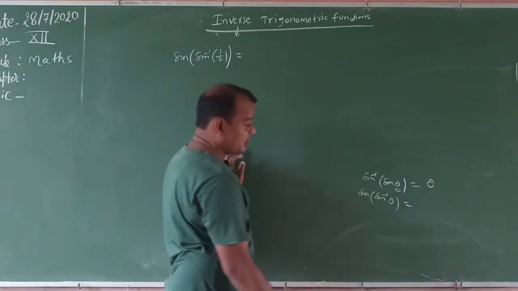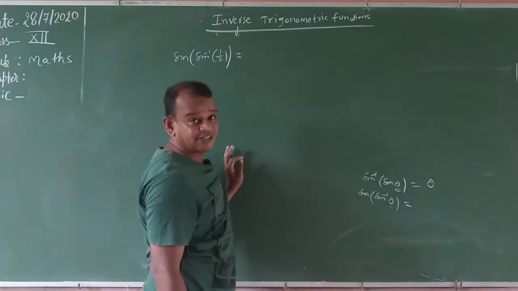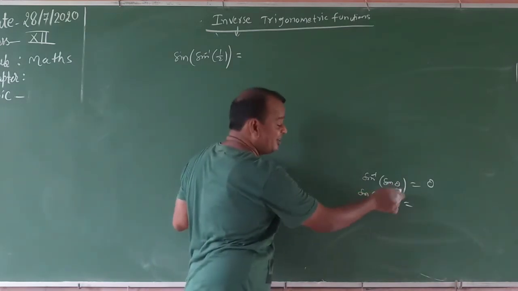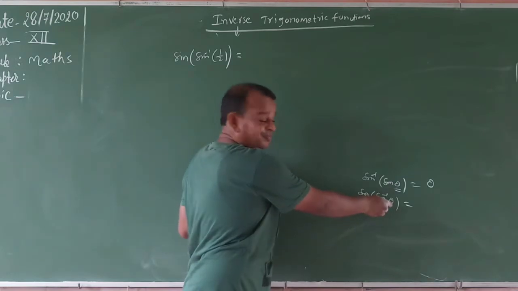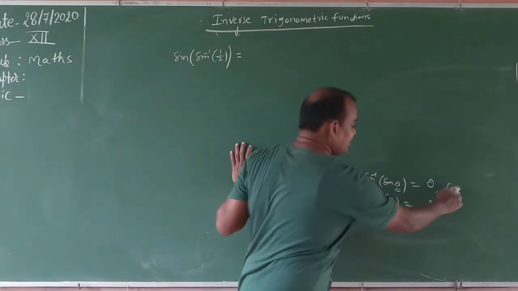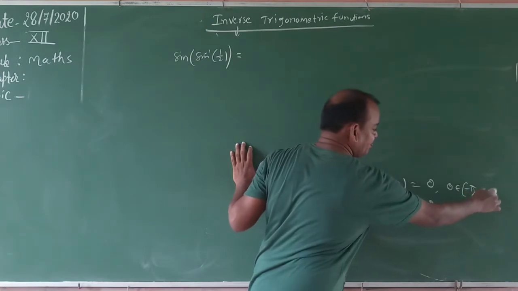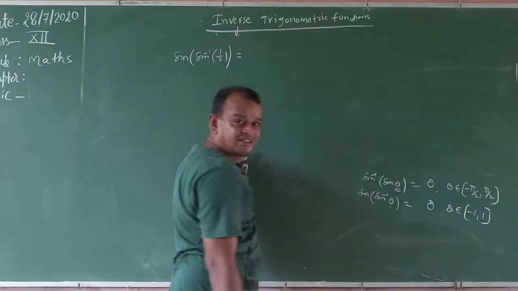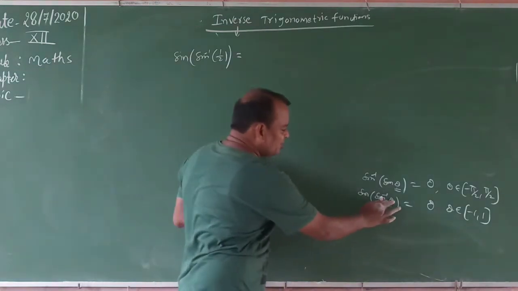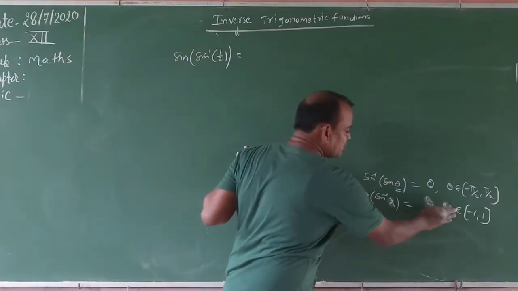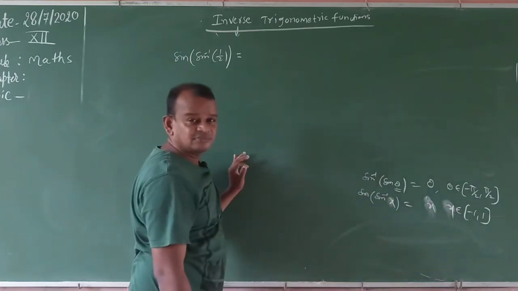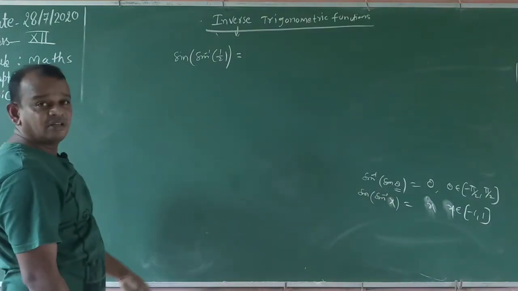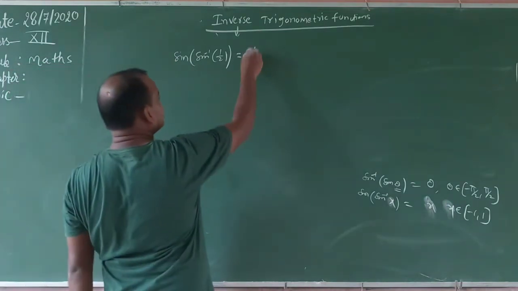Next one is sine of sine inverse of theta. Here theta must belong to minus 1 comma 1. Here theta means the domain of sine inverse of theta. This also has the answer theta. Here theta belongs to minus pi by 2 comma pi by 2, and here the value is minus 1 comma 1. Understood or not? Here we will take x, no problem at all. Now x belongs to minus 1 comma 1, 100%. This one is given: sine of sine inverse of 1 by 2.